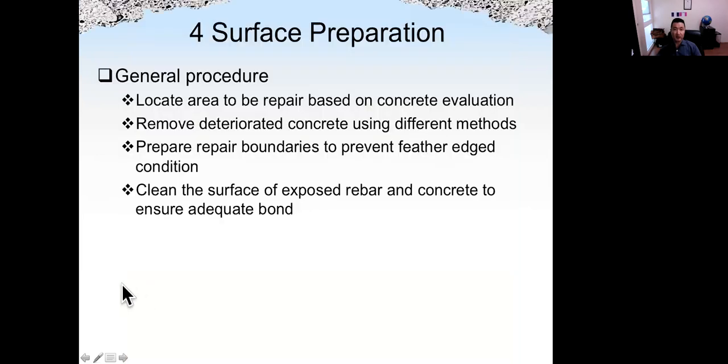Then the next step is to prepare the surface, the surface of the old concrete, which will be the bond area between the new and existing materials. The general procedure is first we need to use non-destructive testing and visual inspection to find out the areas to be repaired. Then we need to remove the deteriorated concrete using different methods. Then we need to prepare the repair boundary to prevent failure edge conditions. We'll talk about that in a moment. Then clean the surface of exposed rebar, if there is any, and the exposed sound concrete. Get rid of all the damaged materials before we apply the new materials.